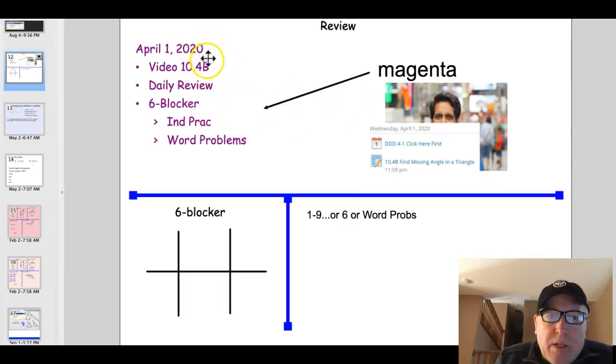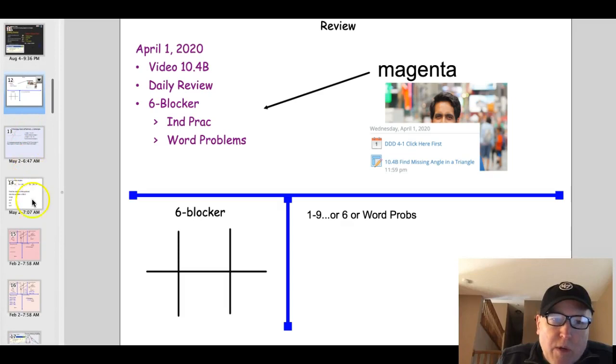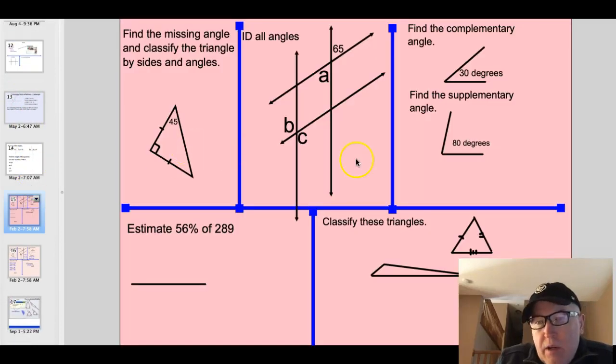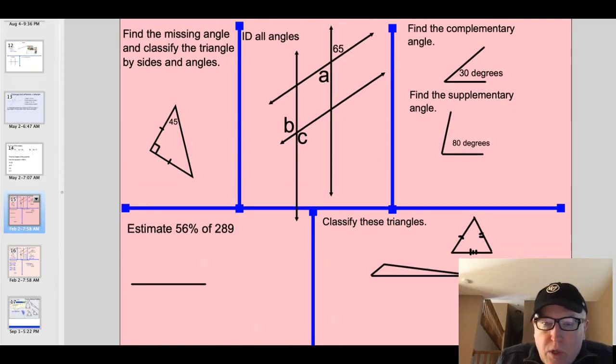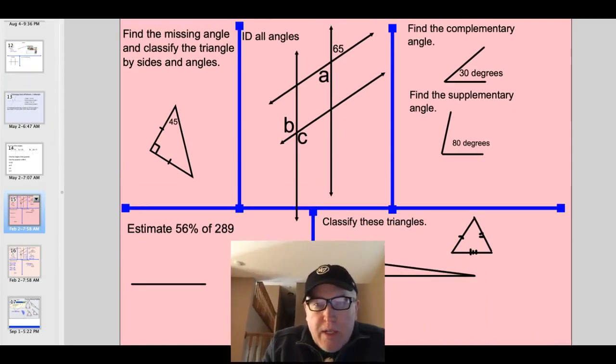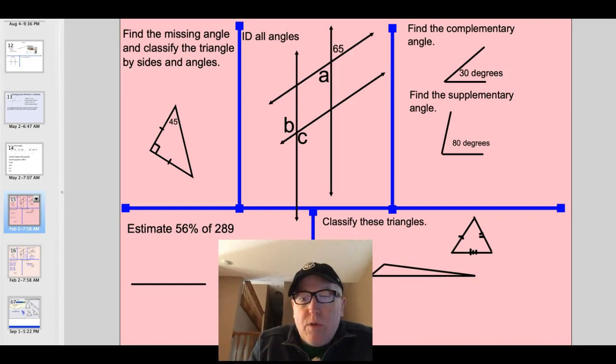All right, here's what we got going today. We're going to do the video. We're going to do some daily review problems. We've got a 6 blocker, and then we're going to give you an option for independent practice, either some word problems or another independent practice sheet. So let's get going with the review. Here they are. I'm going to slide myself over so you can see that, and go ahead and pause the video and work through those problems. Please notice that these are all 3 different measures.